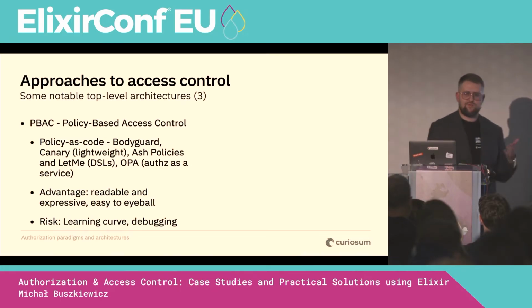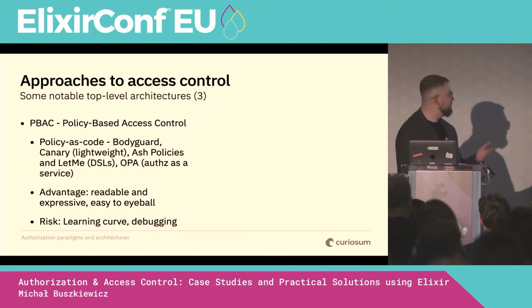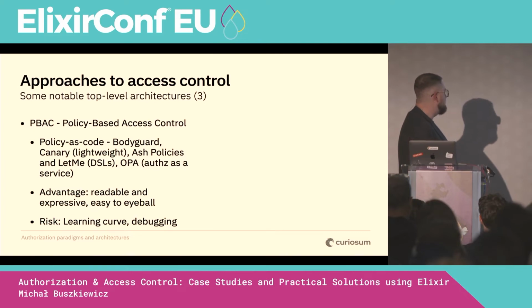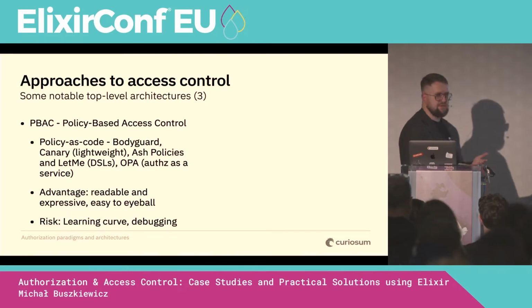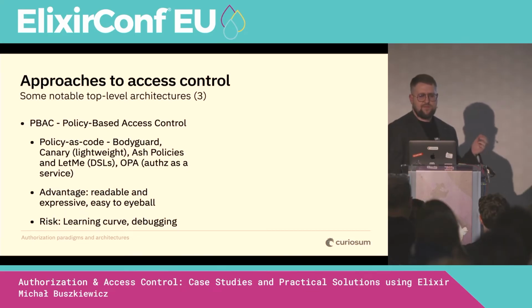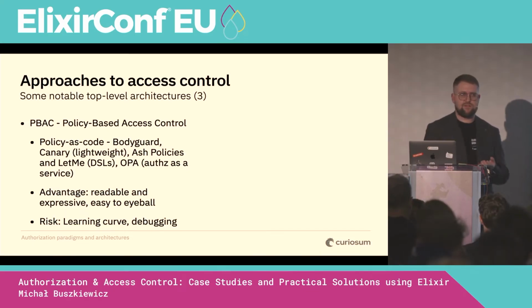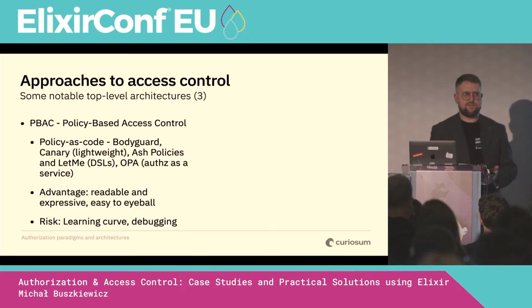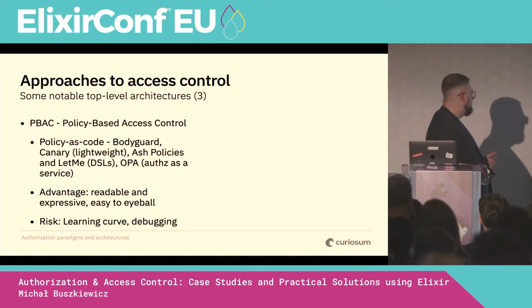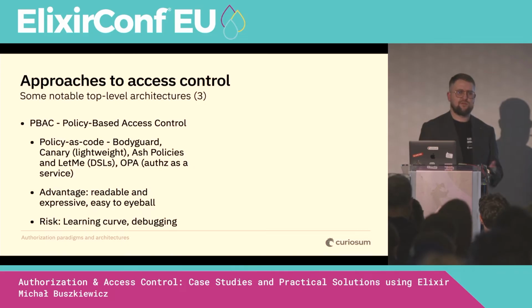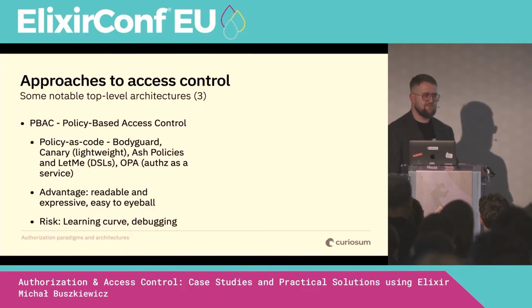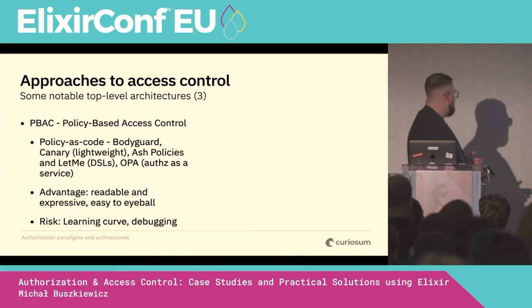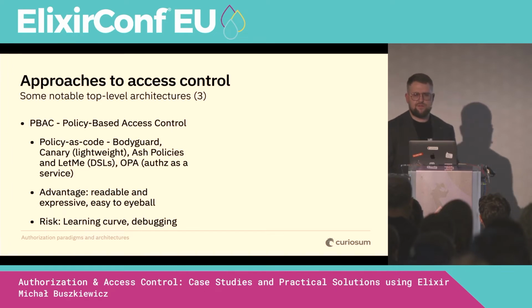In a certain way, it's also Ash policies and the Let Me DSL, and also OPA, which is like authorization as a service. The advantage of this is readability and the power of expression we have here. It's easy to read, to review, to eyeball by developers when doing code review and this kind of thing. But especially with DSLs, there is maybe a steeper learning curve, and we might run into some issues debugging this.